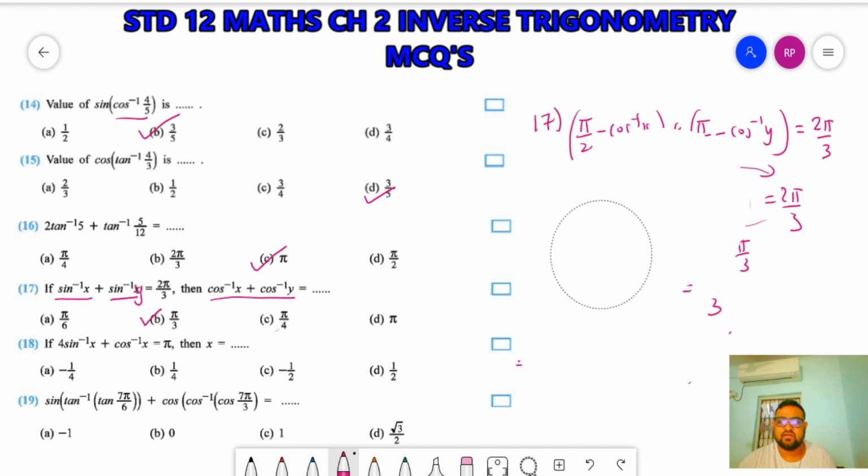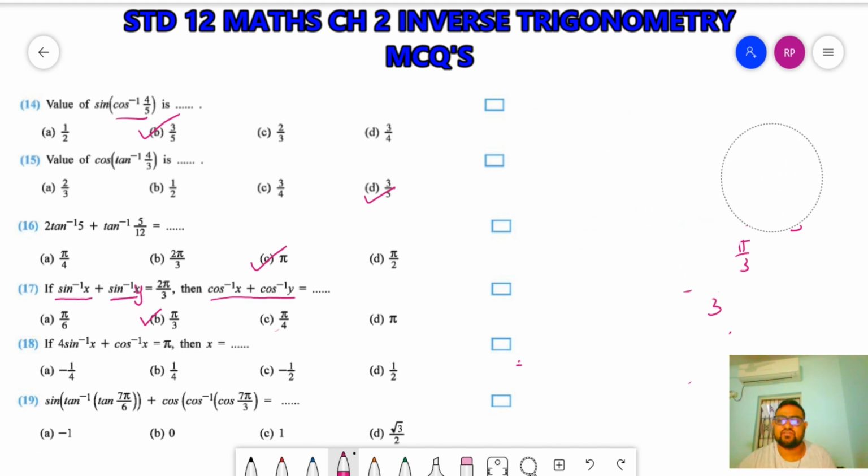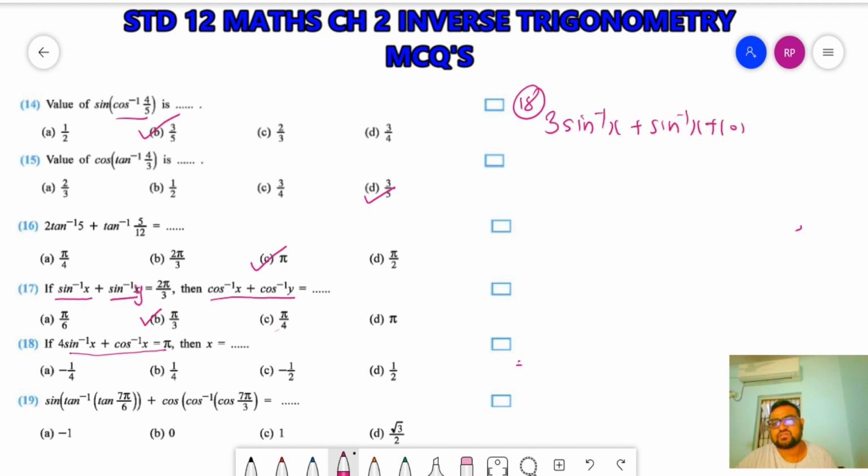Now 18. In question number 18, it is given that 4 sine inverse x plus cos inverse x equal to pi. So I will separate it: instead of 4 sine inverse x, 3 sine inverse x plus sine inverse x plus cos inverse x equal to pi. Sine inverse x plus cos inverse x is pi by 2. So 3 sine inverse x equal to pi, when it goes on this side, minus pi by 2. So this will be equal to pi by 2.